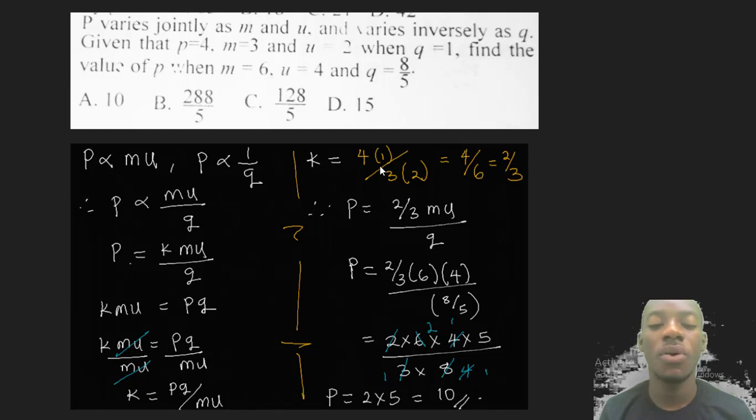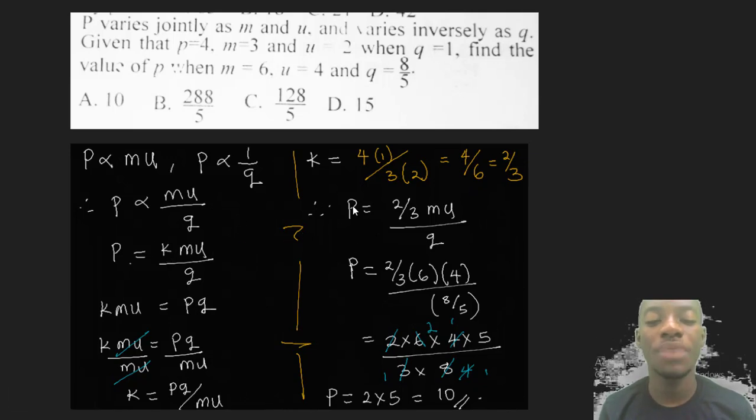My p is 4, my q is 1 over, my m is 3, my u is 2. 4 times 1 is 4, 3 times 2 is 6. And that will give you, if you divide by 2, you get 2 over 3 as your answer. So my k is 2 over 3. So for this formula that I got here, it will become p equals 2 over 3 mu over q.